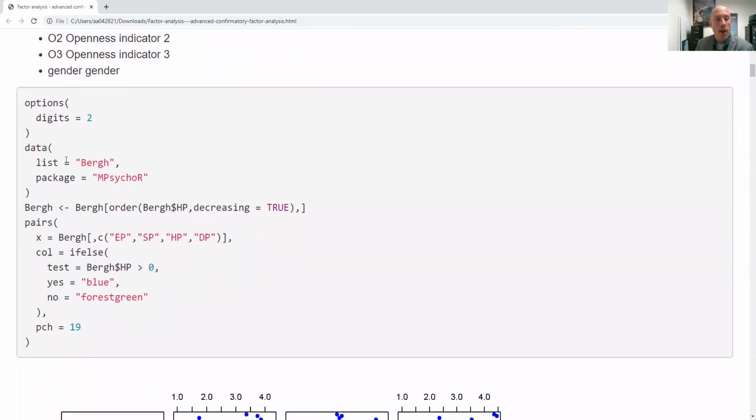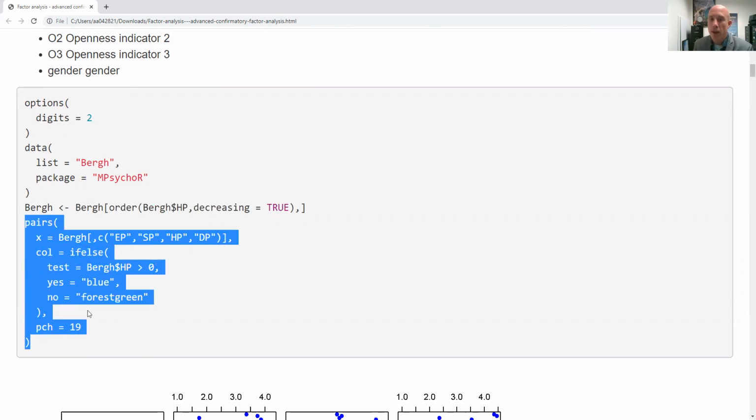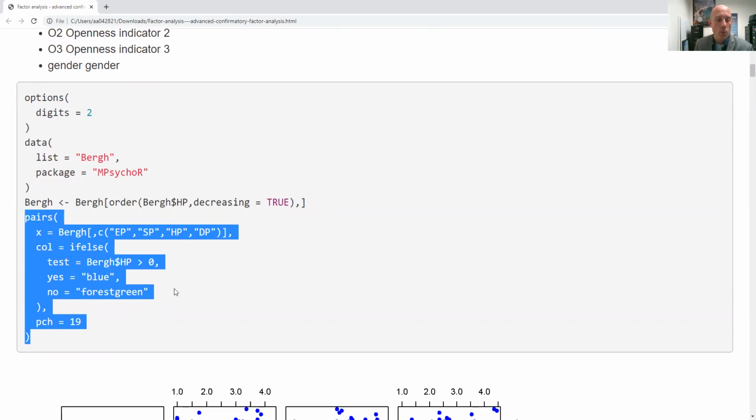So let's go ahead and load the data. The data set is Berg, because that's the author of the paper who volunteered to donate it. And here's the package we're getting it from. I go ahead and sort things because of the upcoming visualization. I want something to be easier to see in a second. And then here I'm going to run a pairs command just so I can get a better idea of the variables that I'm working with.